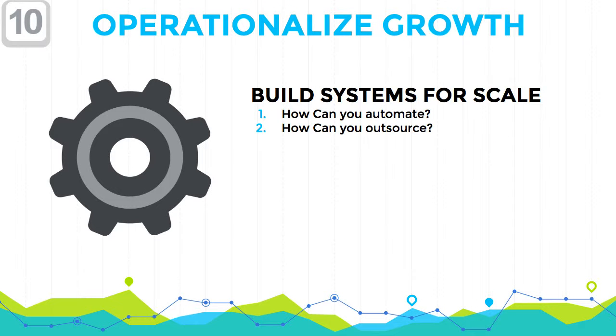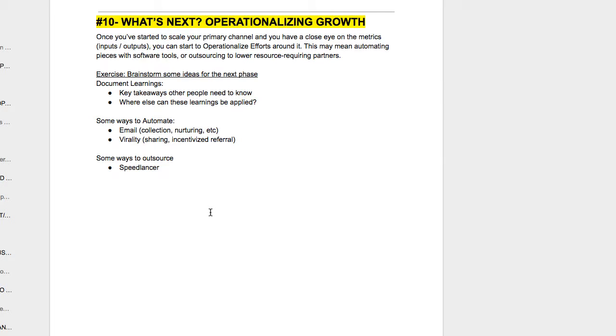And the last step here is to think about how we're going to operationalize growth. What's working well that we can automate? What are we doing that's taking up too much of our time that we can outsource? So step number 10 is literally to do just that. Document your learnings, figure out some of the things that you can automate, and figure out some of the things that you can outsource.